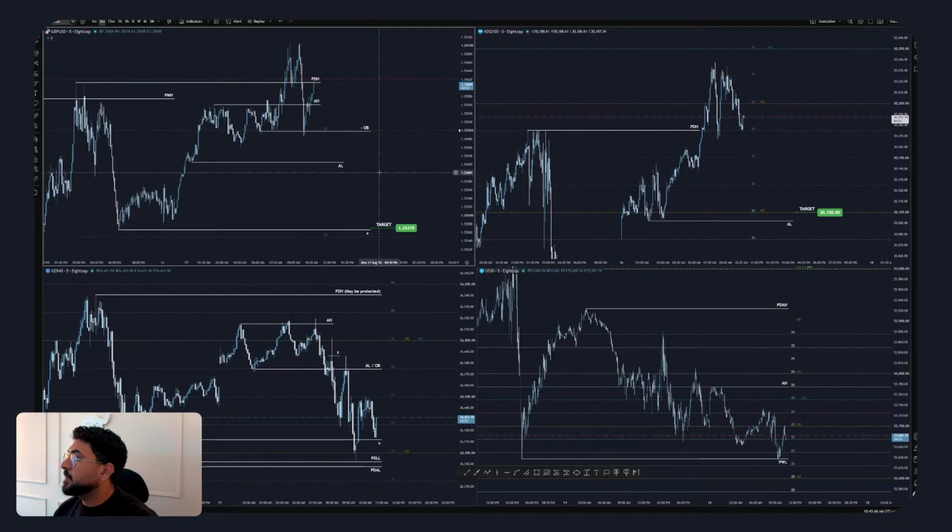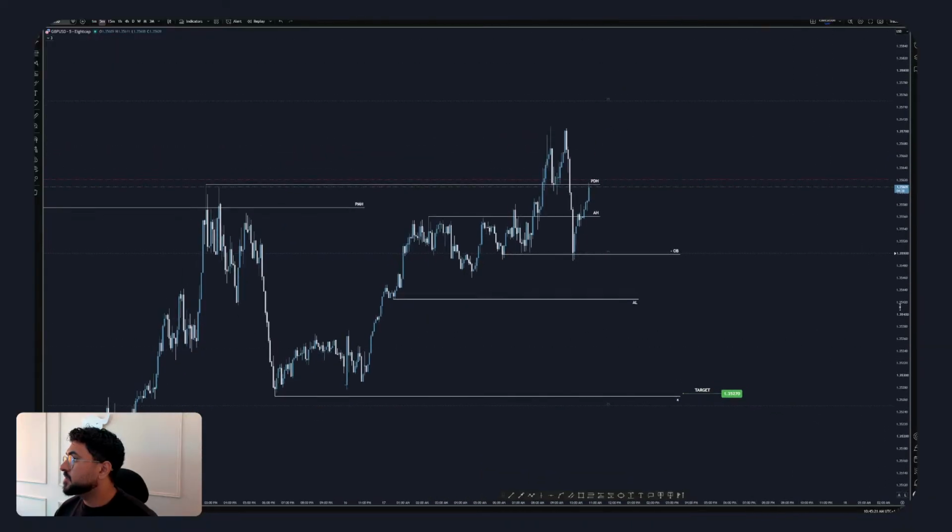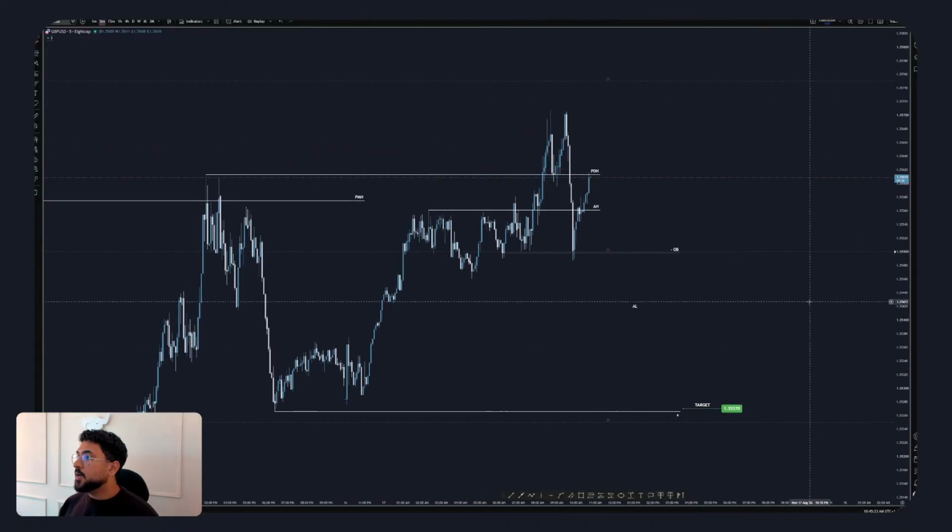I'm looking at three pairs at the moment as we come to the end of the London trading session, getting ready for the New York trading session. So, if we start with GBP USD, from a general bias point of view, I'm looking at bearish for the New York trading session. I've got a few targets here.